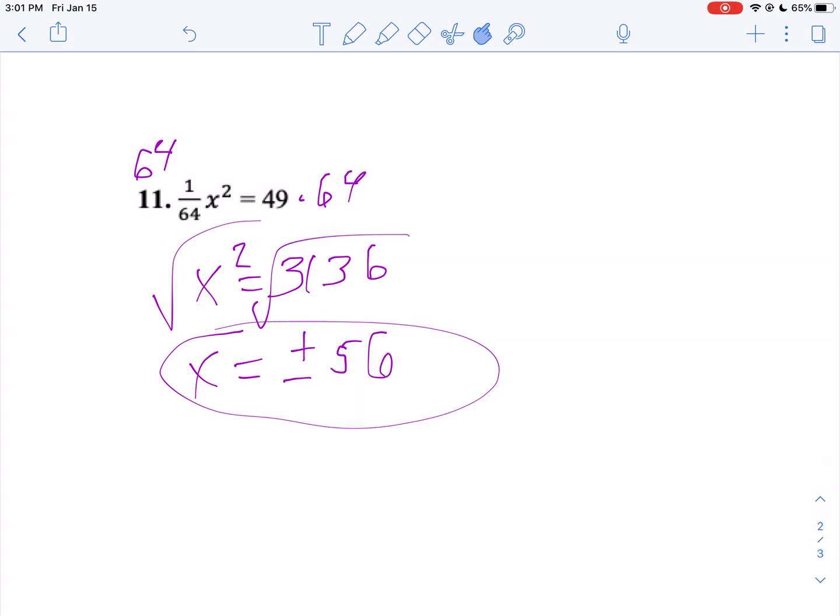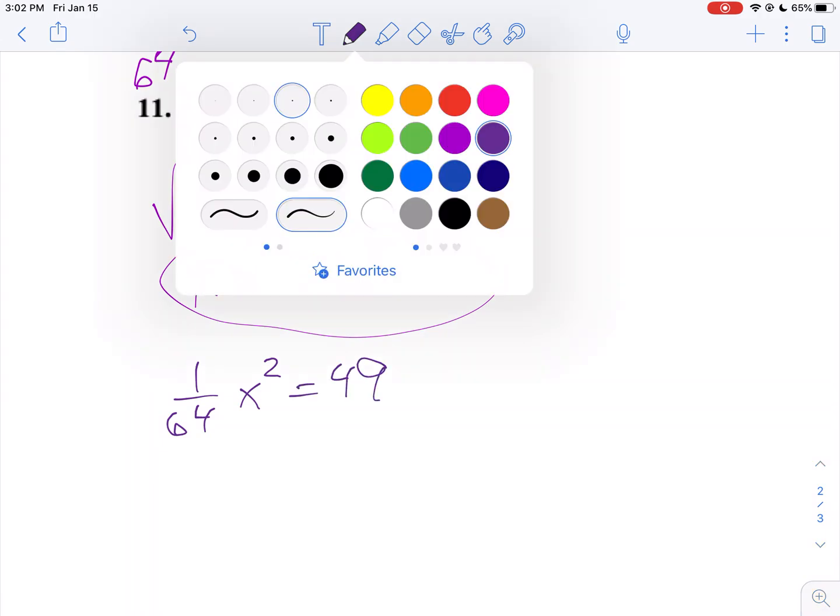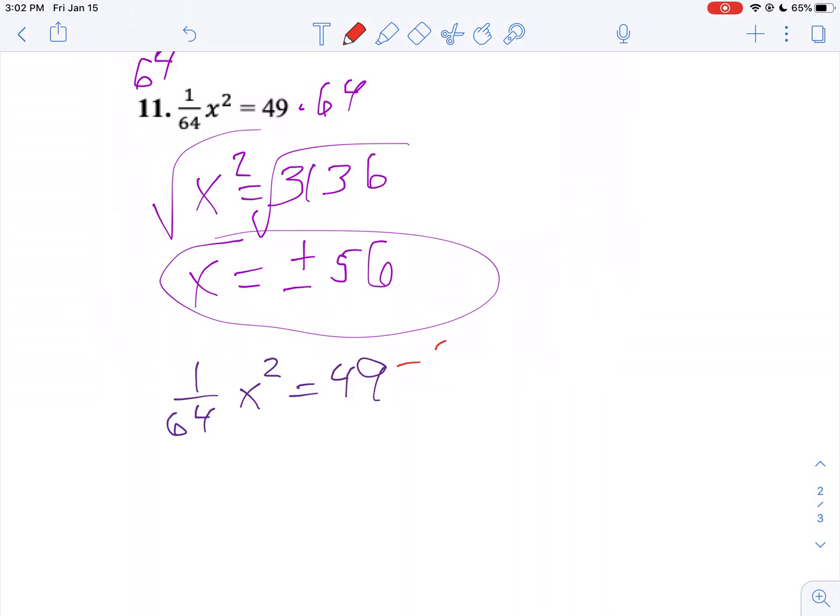Now this assignment was on factoring. Could I have solved this problem by factoring? Sure, I could have. Let's recopy the problem and show you an alternate way of looking at this problem. If I got 1/64 x squared equals 49, what I could have done is I want to make it equal to 0, so minus 49 from both sides.